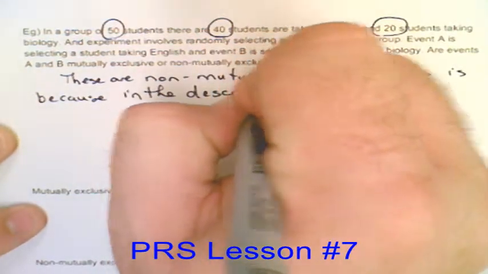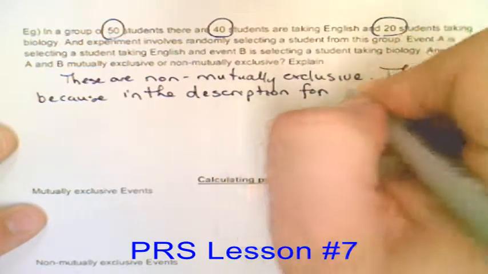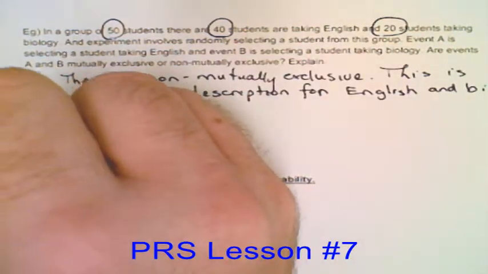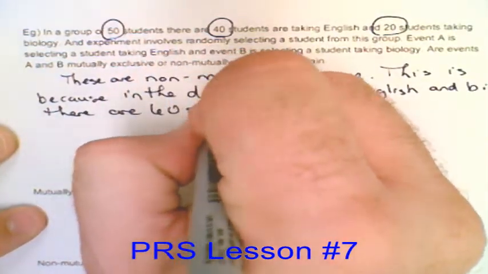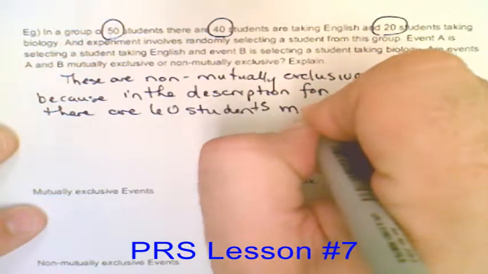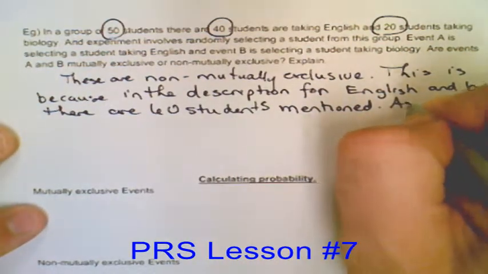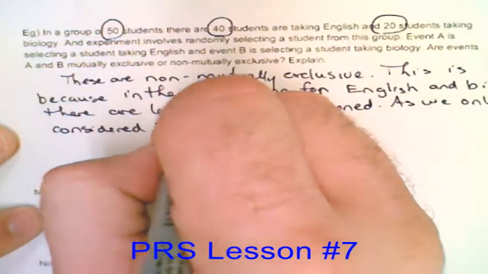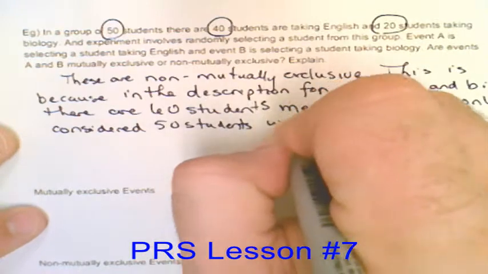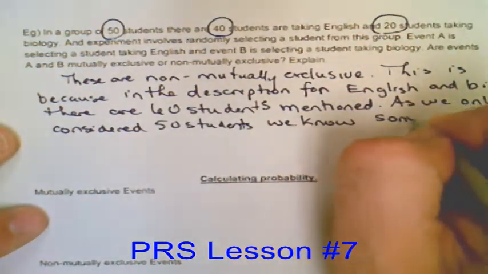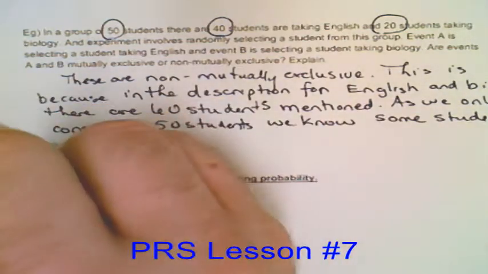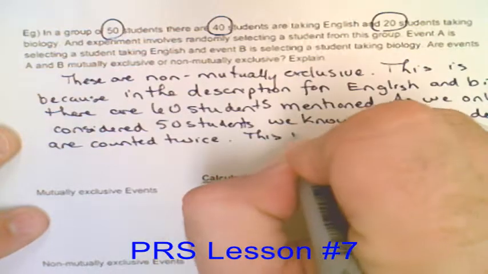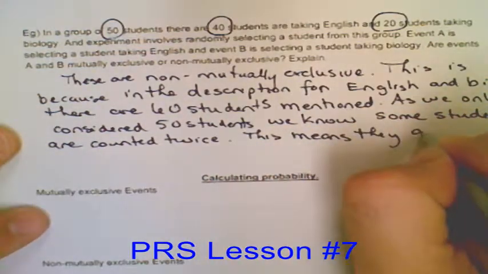Now that's not everything I need to write, but these are non-mutually exclusive. This is because in the description, for English and bio, there are 60 students mentioned, as we only considered 50 students, we know some students are counted twice.